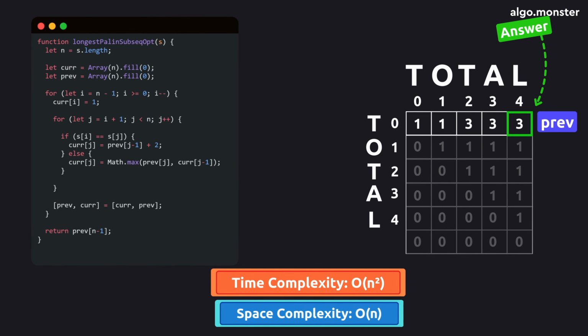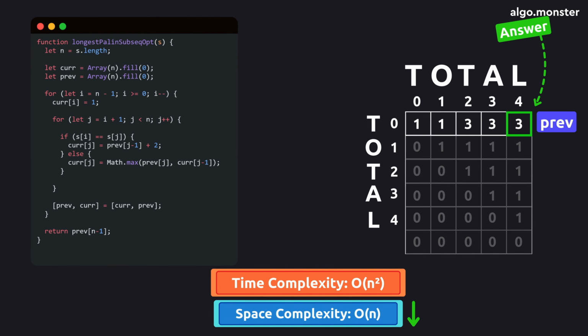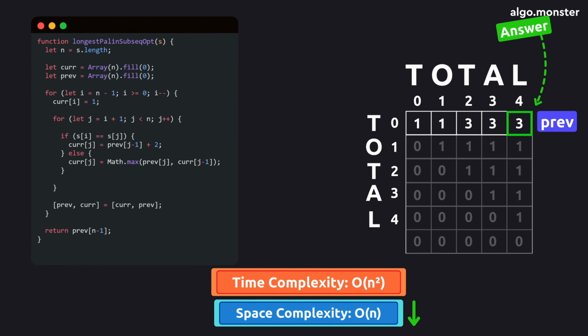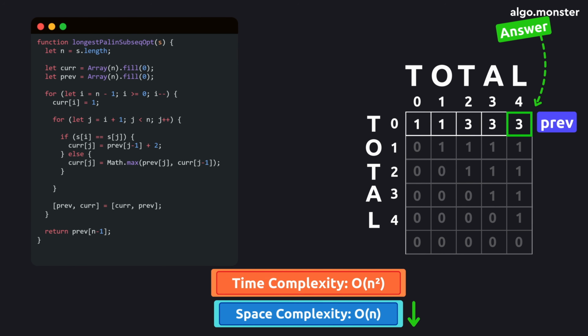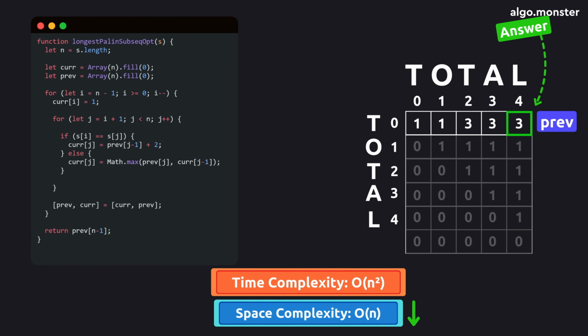And now the space complexity is O(n) instead of O(n squared), since we store only 2 rows, not the entire n by n table. We've effectively cut it down along one dimension.